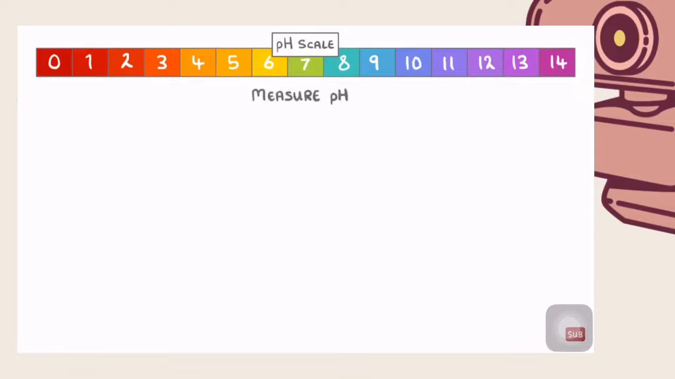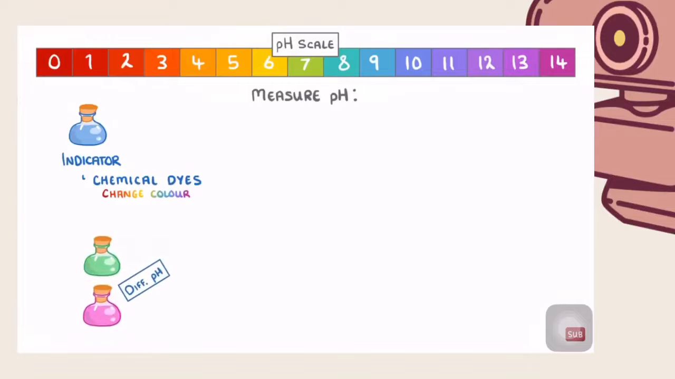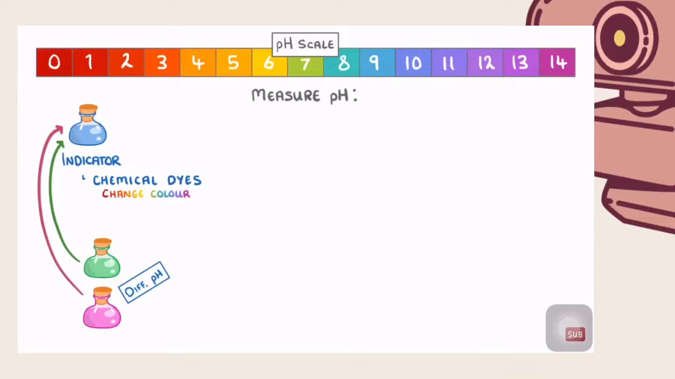Now, we can measure pH in a couple of different ways. One is to use some kind of indicator, which are a group of chemical dyes that change colour depending on the pH, and different indicators will change colour at different pHs. Some indicators contain a mixture of these different dyes though, so their colour will slowly change across a wide range of pHs. So we often refer to them as wide range indicators.